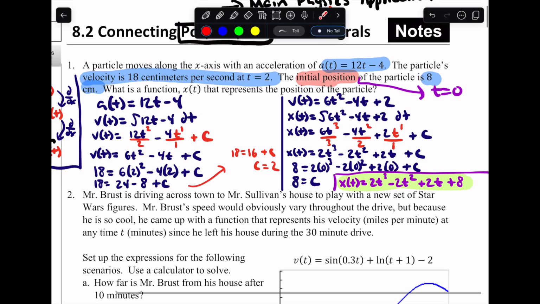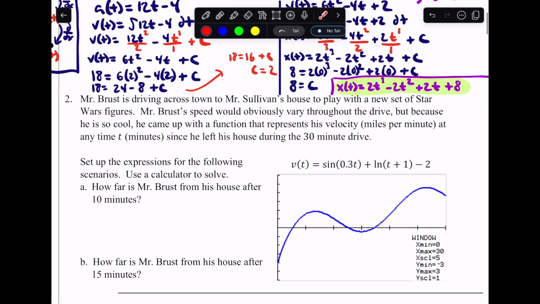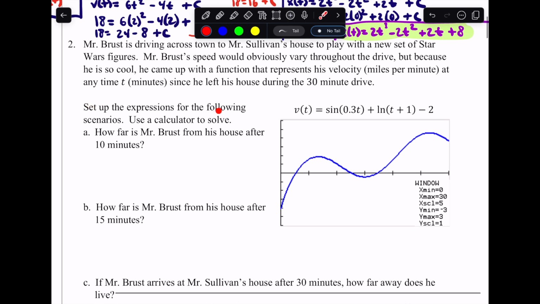Let's take a look at number 2. Number 2 says Mr. Brust is driving across town to Mr. Sullivan's house to play with a new set of Star Wars figures. Mr. Brust's speed would obviously vary throughout the drive, but because he's so cool, he came up with a function that represents his velocity in miles per minute at any time t in minutes since he left his house during the 30-minute drive. They ask us to set up the expressions for the following scenarios and then use a calculator to solve.